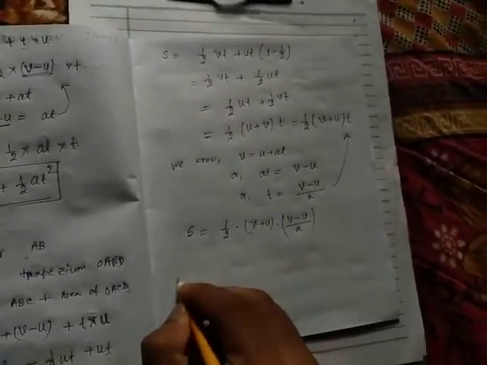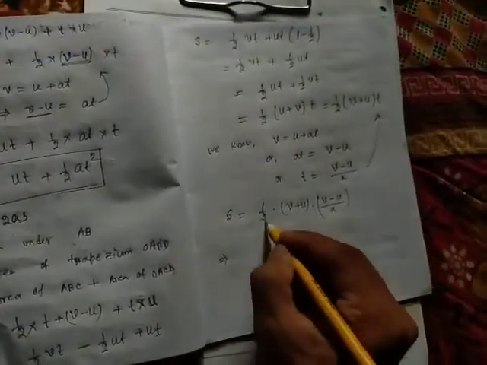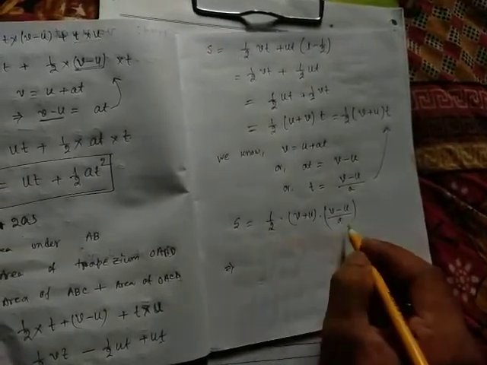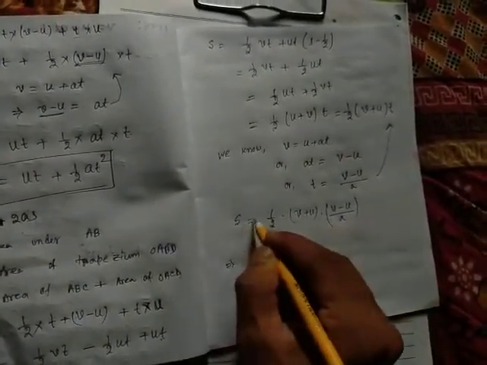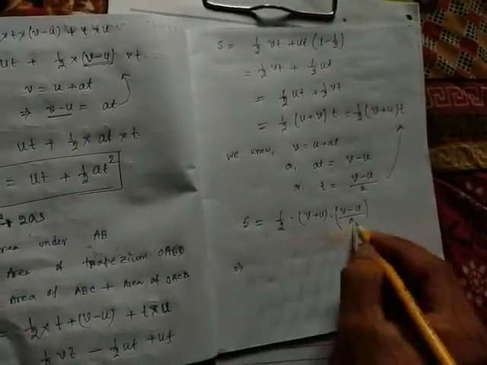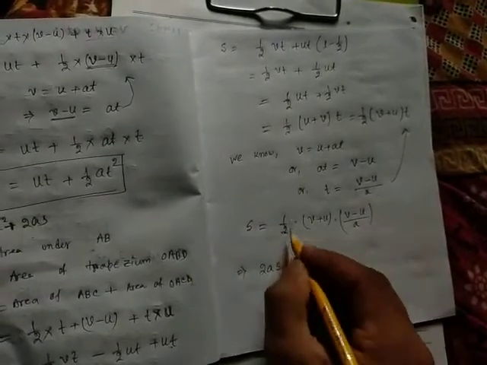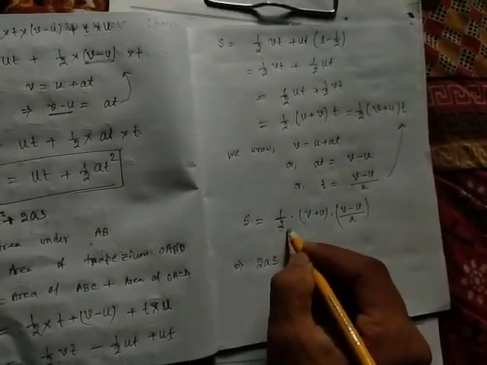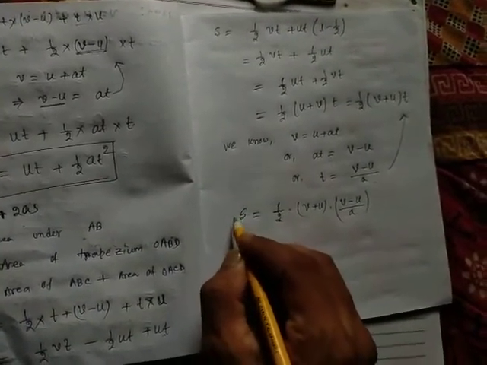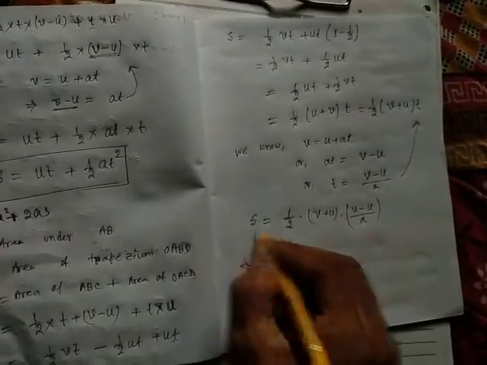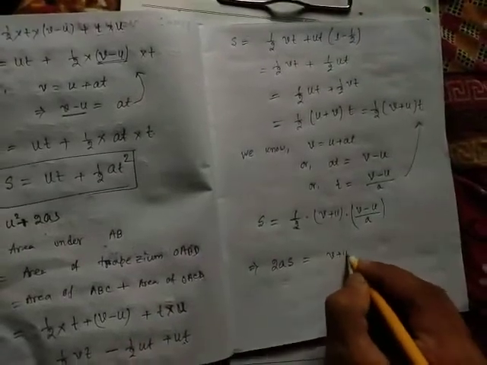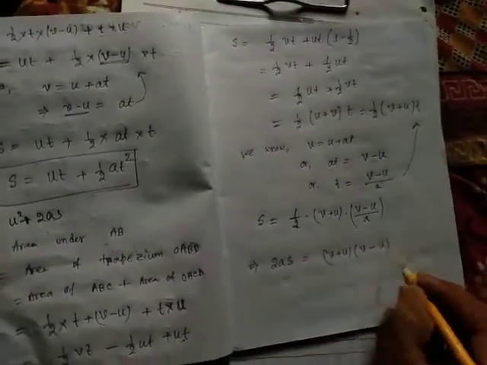Okay, now see, 2 and a both are in the denominator position. Now change the position of 2 and a. If I want to write them on the left side, then they will be multiplied: 2 into a into s, so it will be 2as. 2 is in the denominator on the right hand side, so on the left hand side it will be in the numerator position. That means it will be multiplied with s. Similarly, a will be multiplied with s, which is equal to v plus u into v minus u.